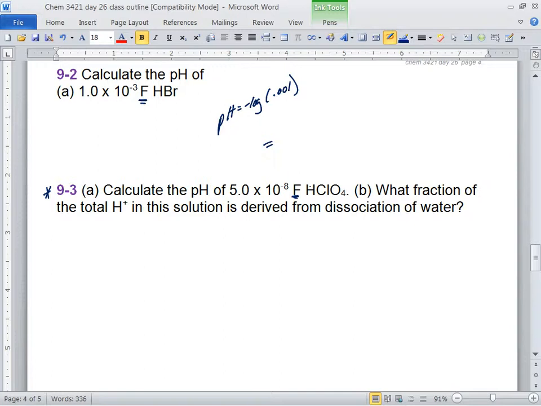Okay, so number 3, calculate the pH of 5 times 10 to the negative 8 formal perchloric acid. Same question, Gloriana. How do you go about doing this? Strong acid, take negative log and we're done? No. Oh no, because it's a negative 8. It's in that stupid range. So we have to do what, Danielle? Full systematic treatment of equilibrium.